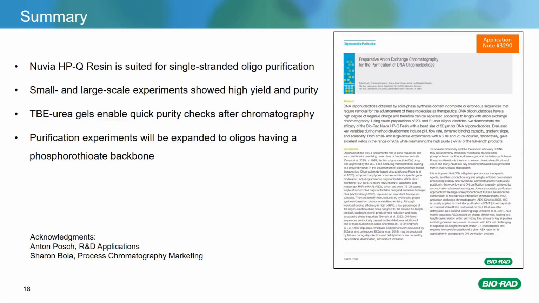And then finally, there's going to be some expansion of the purification experiments to looking at oligos having a phosphorothioate backbone. You can find application note 3290 on the Bio-Rad site, which contains all the full details of this work. Additionally, I'd like to thank Anton Posh, who performed all the experiments for Bio-Rad, as well as Sharon Bola, who was the project manager for this process.